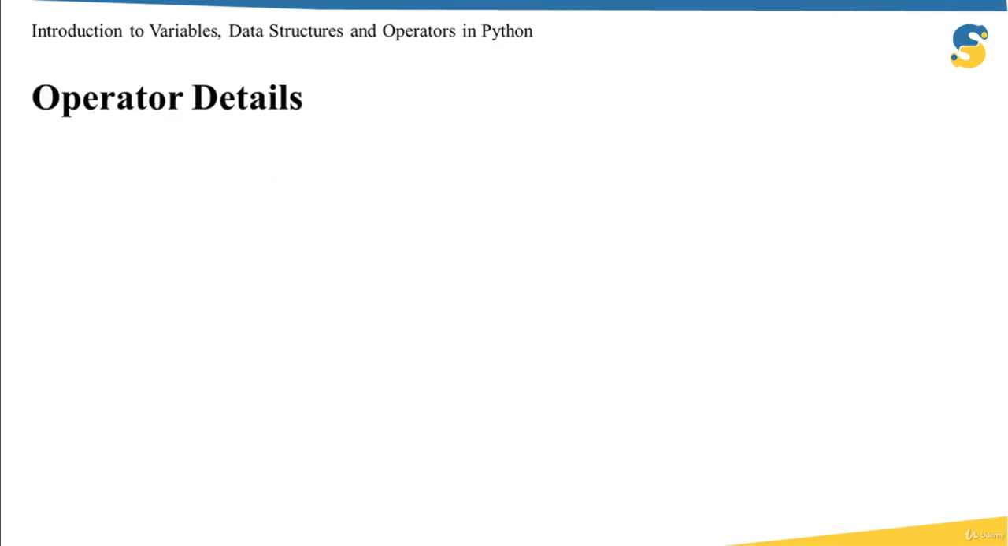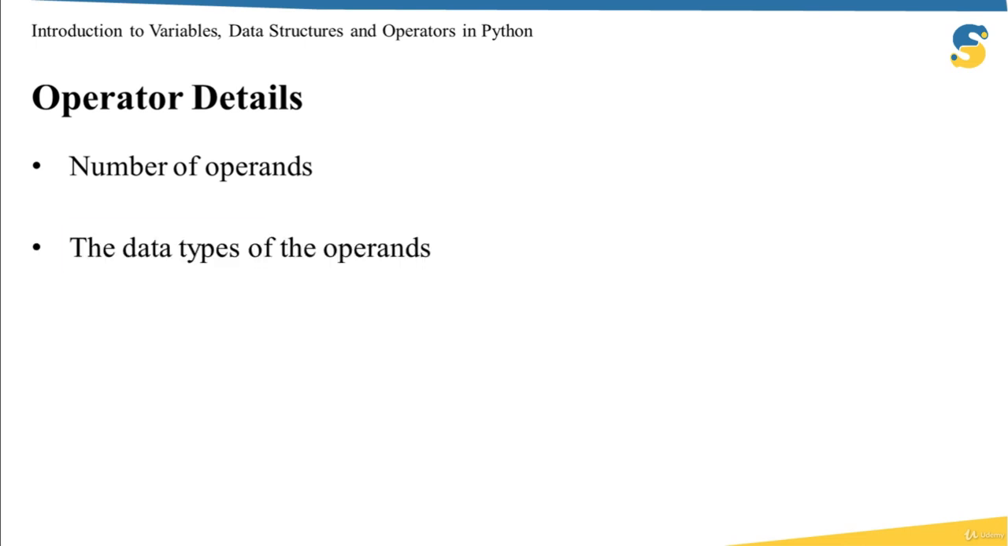Now let's talk about operator details. For each one of the operators that you will learn about in the future, you have to know some details about this operator, like number of operands. So for each one of these operators, you have to know how many operands you have to pass to this operator in order to work properly. Also, you have to know exactly what is the data type for each one of these operands. Otherwise, you will get an error if you pass a different data type than the expected one.